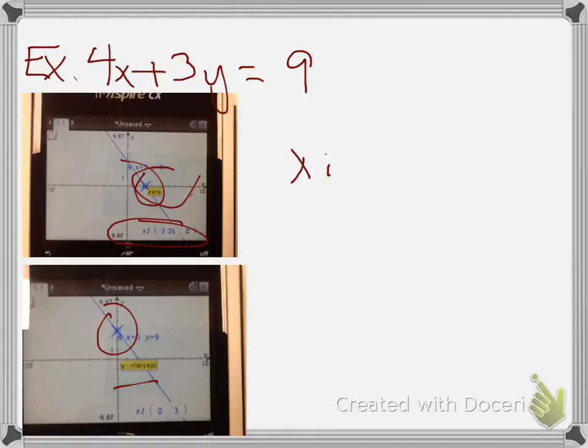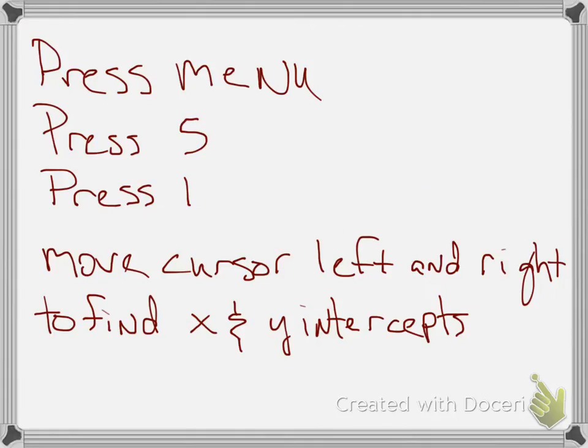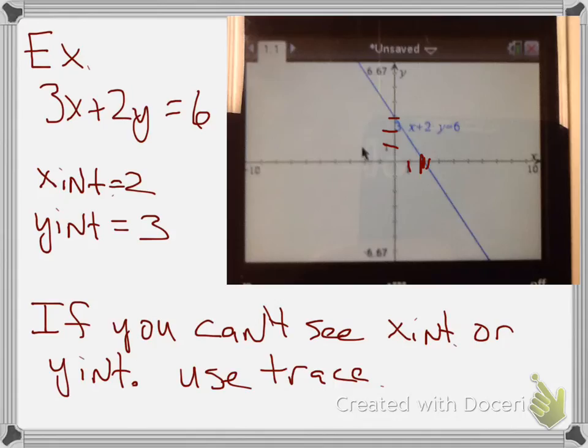So I can tell from here that the x-intercept is 2.25, comma 0, or 2.25. The y-intercept is at 3. So they tell you pretty much everything you need to know right there. You can use the trace function a lot of times to find the points that you need. Kind of cool, huh? Follow those steps, and you should be able to graph that.